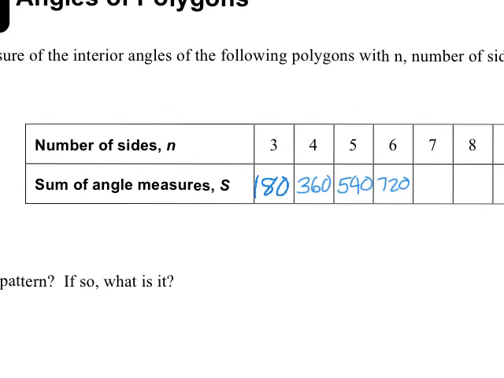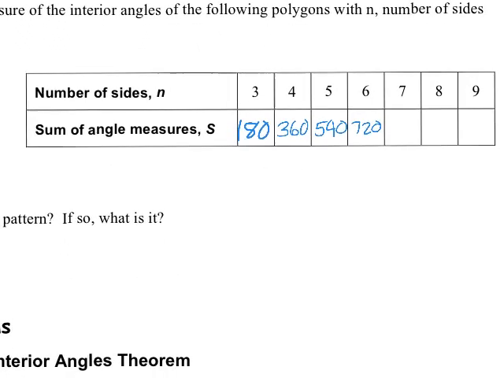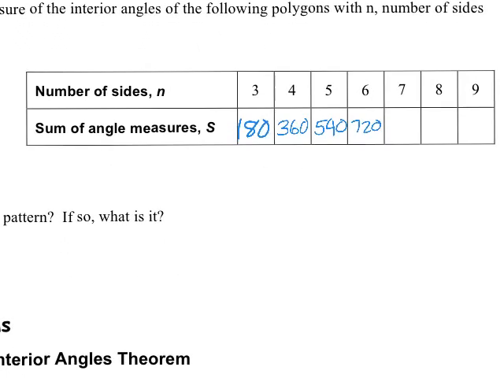Okay, what pattern do we see here? We're going up by 180. Okay, so let's kind of explore this pattern. Why is 180 significant? Sum of a triangle. So we're going to think about any polygon being broken down into triangles. So a triangle is a triangle. It's just a straight up 180.